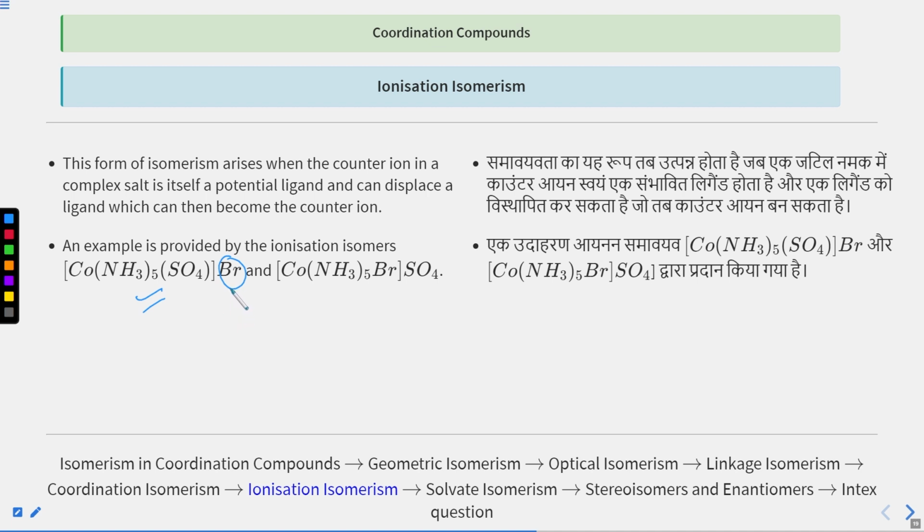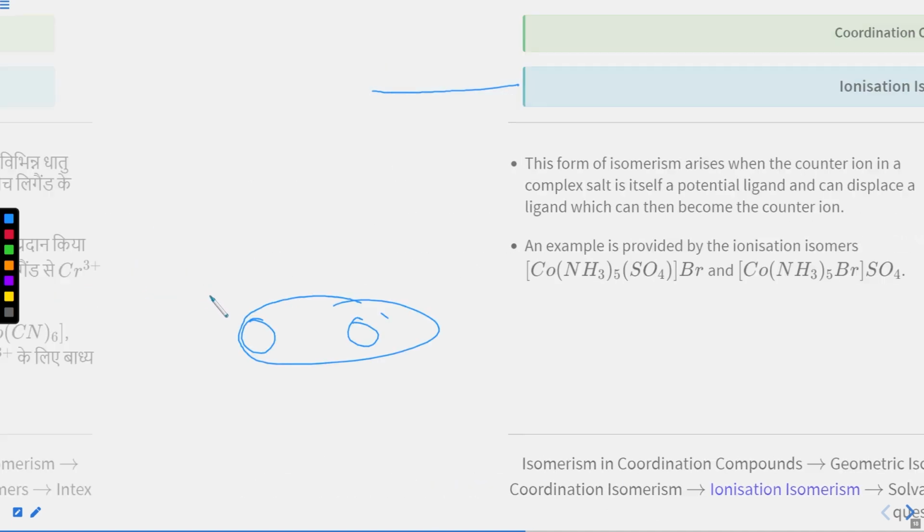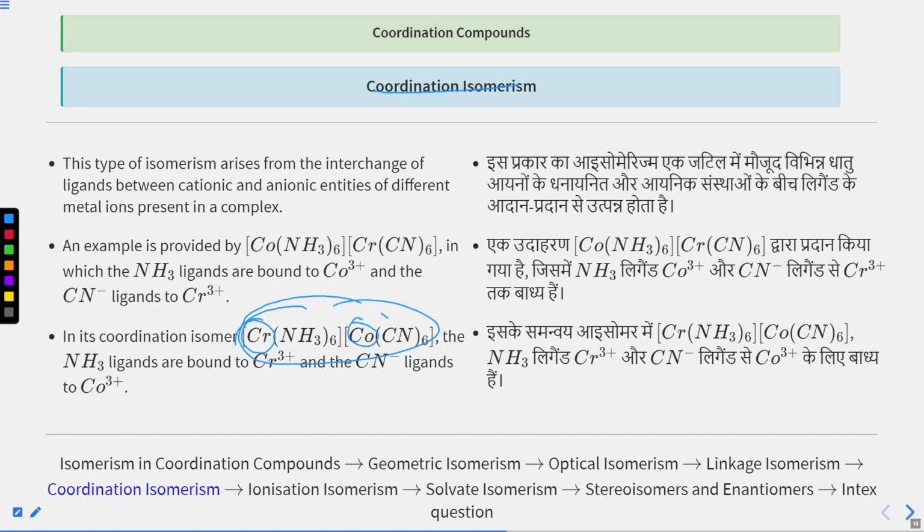So if I ask you, suppose one Br was present and one more Cl is present. Okay, so what are the possibilities? One Br can go, one Cl can go, right? So there will be multiple possibilities. Clear? So if you are asked whether this will show ionization isomerism or not, you will only see whether there is a ligand present outside the coordination sphere. You can see that Br is present. Similarly, in this case, outside this coordination sphere, this CN is there. Clear?